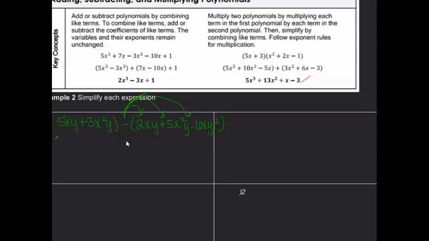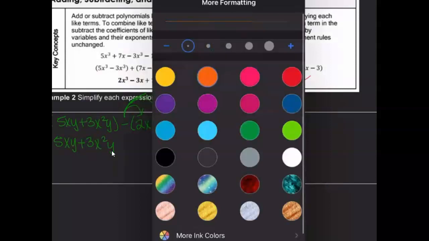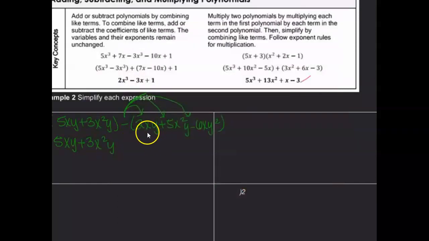So I'm going to keep my 5xy plus 3x squared y, because nothing got distributed here, but here my 2xy got distributed, so it's a negative 2xy, which most students are able to do, but they always miss the negative times the rest of the terms. So negative times 5x squared y is going to be negative 5x squared y. And then negative times the negative 6xy squared is going to give you positive 6xy squared.